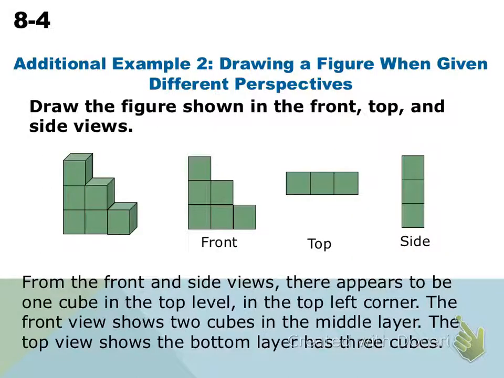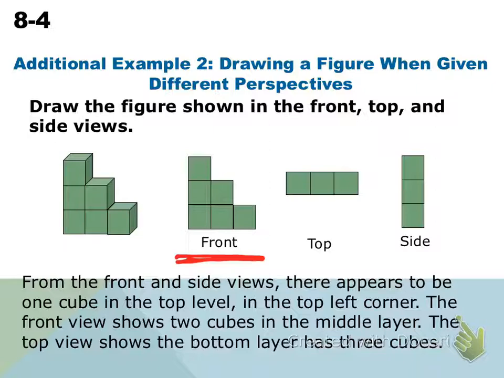Alright, so looking at this, these are not a regular 3-dimensional figure, but looking at them, we can try to figure out what's the front, top, and side views. If you're looking at this figure on the left straight on, it's going to look just like this figure right here. From the front and side views, there appears to be 1 cube in the top level, in the top left corner. The front view shows 2 cubes in the middle, and then 3 cubes on the bottom.